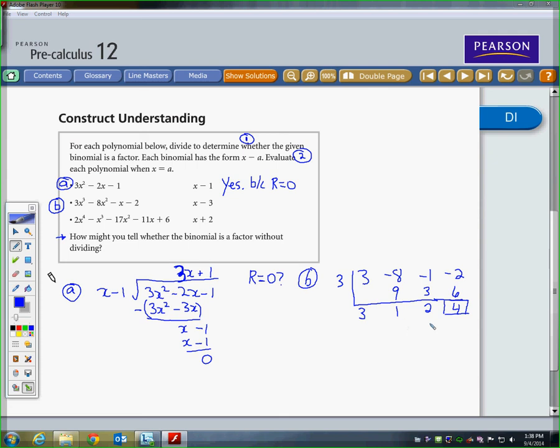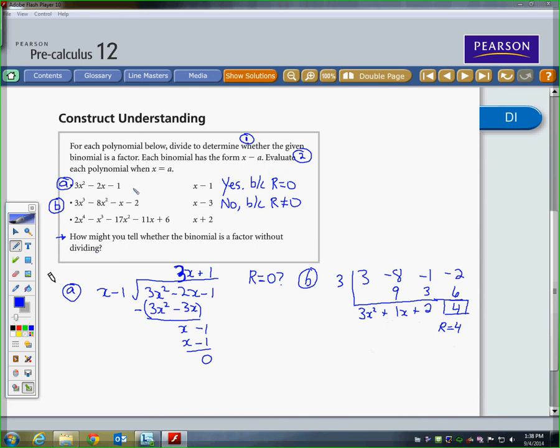So is x minus 3 a factor? No, because the remainder is not equal to 0. The remainder in this case was equal to 4. And if I wanted to find out the quotient, if you recall, this would be my x squared plus 1x plus 2. Let's not do C, but we can go on to the second part.